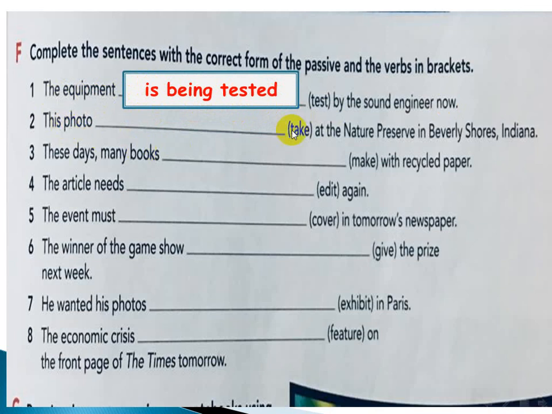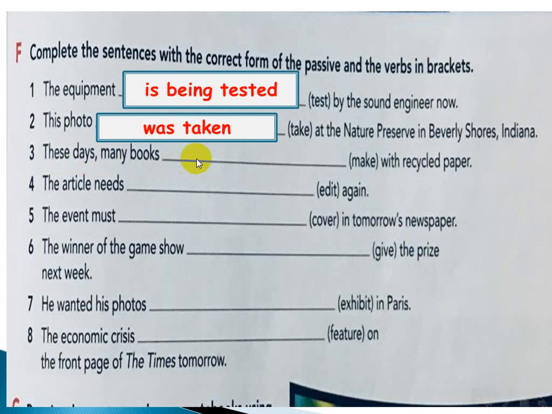Number 2, this photo at the nature preserve in Beverly Shore, Indiana. So how can I rewrite this one, or how can I use the correct verb? You have to know the tense of this sentence, and depending on the meaning of this sentence, we know that it is in the past, so you have to use was or were plus verb 3. So this photo was taken. These days, please put a line under this one, "these days." This one indicates the present.